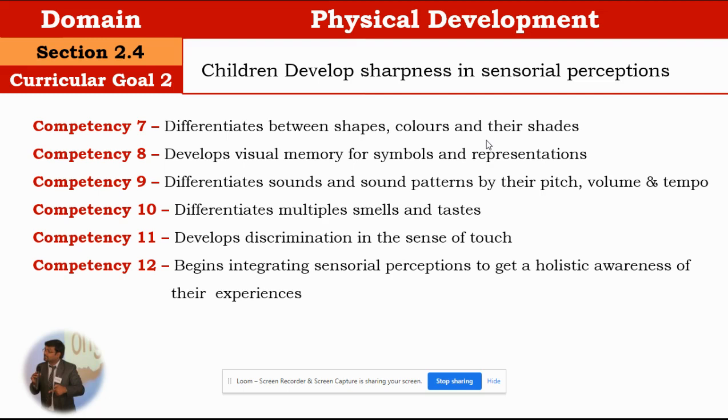So what is the first one? First competency here is differentiates between shapes, colors, and shades. So the child, how do we make them do it? By helping them to differentiate and name the primary colors: red, blue, yellow, and other colors which are common in our surrounding, in our environment. We should help them to differentiate shades with primary colors and later on secondary colors.